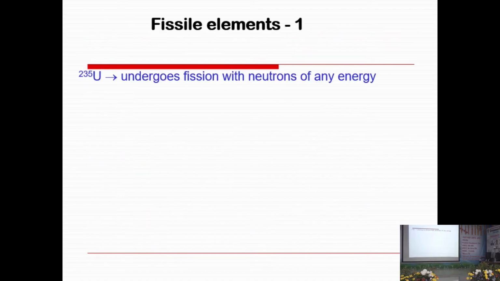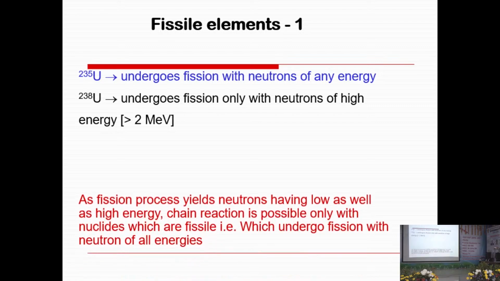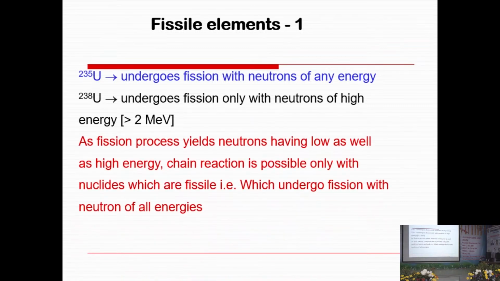For the fissile elements, uranium-235 undergoes fission with neutrons of all energies, whereas 238 undergoes fission only with neutrons of high energy, more than about 2 MeV. The fission process yields neutrons having low as well as high energy, because when fission happens, along with the fission products or fragments, two or three neutrons are also emitted, with variable energy from low to high. The chain reaction is possible only with nuclides which are fissile. If you keep only uranium-238, the chain reaction may not continue, because not all energies are equivalent to 2 MeV. Some are in the lower energy range.